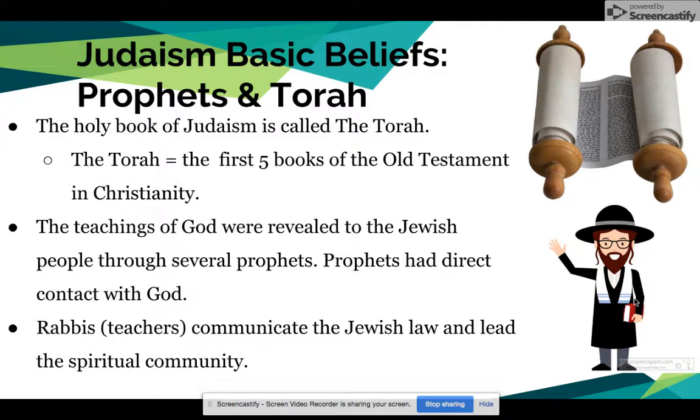In Judaism, their holy book is known as the Torah. Again, you'll notice a theme of similarities between Judaism and Christianity. The Torah is the first 5 books of the Old Testament in Christianity. These teachings were revealed to the Jewish people through several prophets who had direct contact with God. Nowadays, rabbis or teachers communicate the Jewish law and lead the spiritual community.